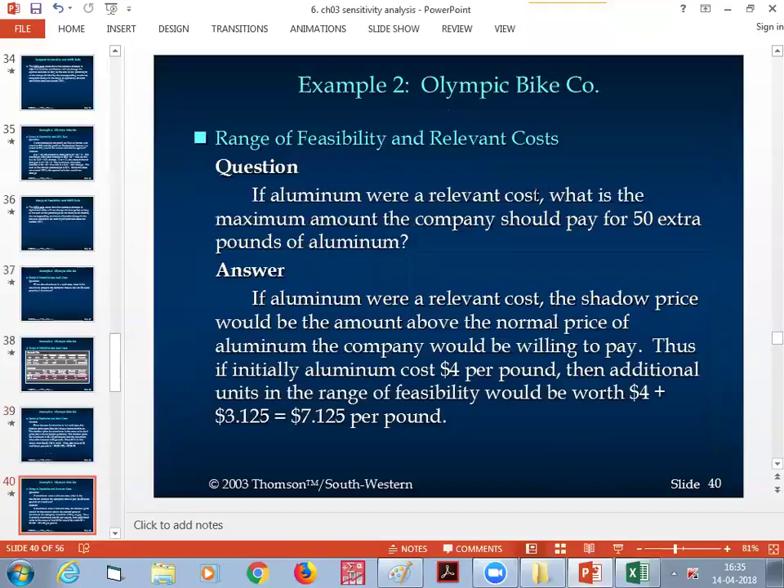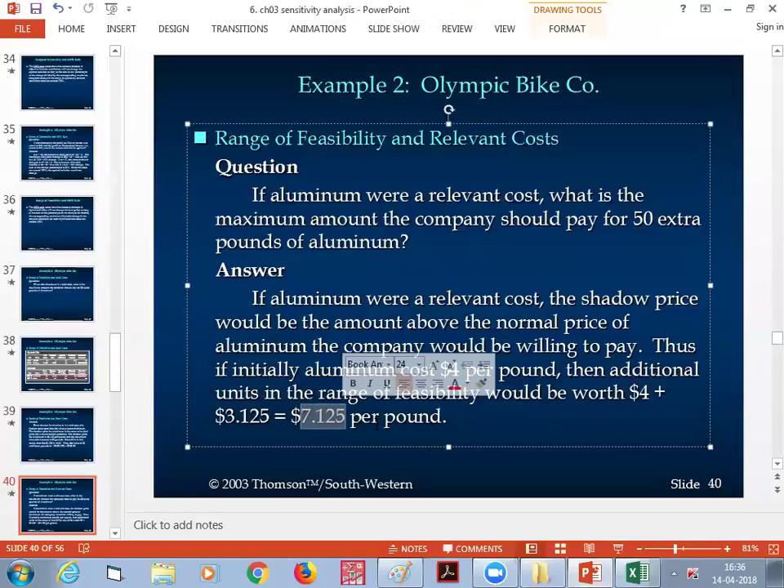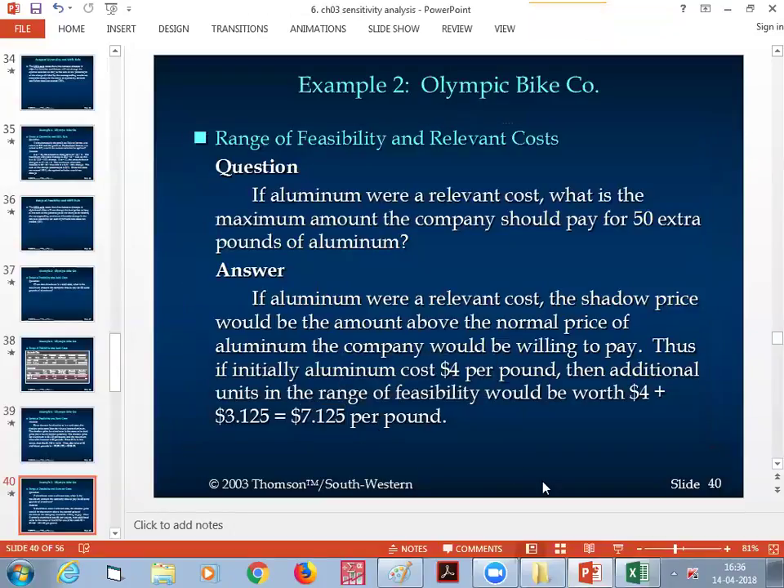All right. Now, if it was a relevant cost, what is the maximum amount the company should pay for this? Okay, so if aluminum is a relevant cost, the shadow price would be the amount above the normal price, the amount the company will be willing to pay. So if initially it costs $4 per pound, then we should be willing to pay $7.25 or $125 per pound. Okay, so in this case of sunk cost, how much additional can we pay? In this case, it's the premium on the normal price.